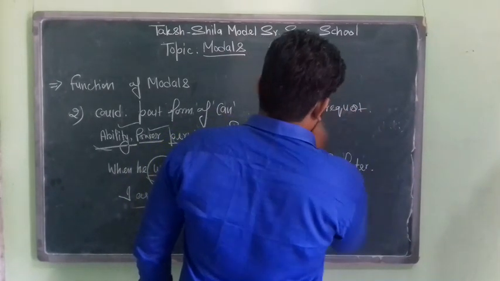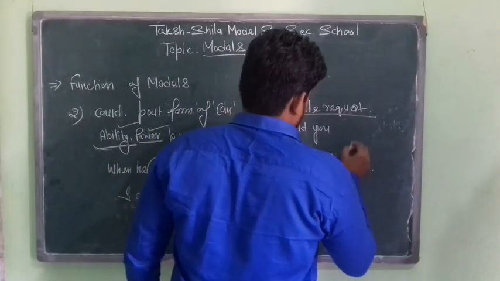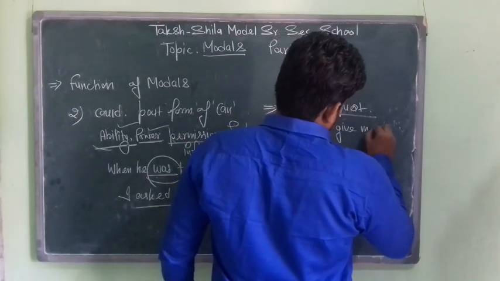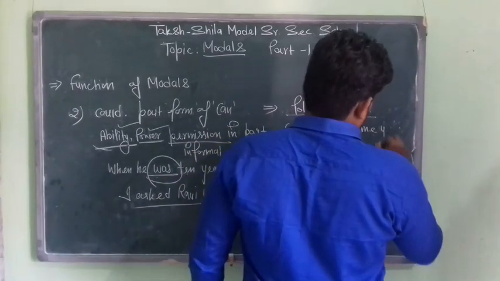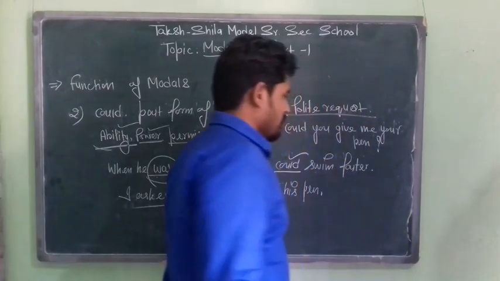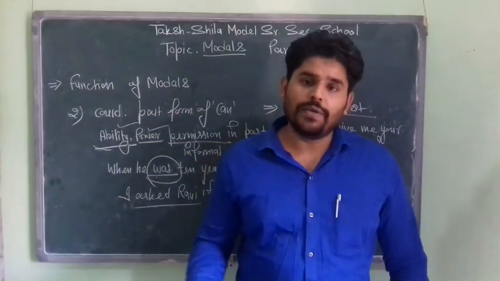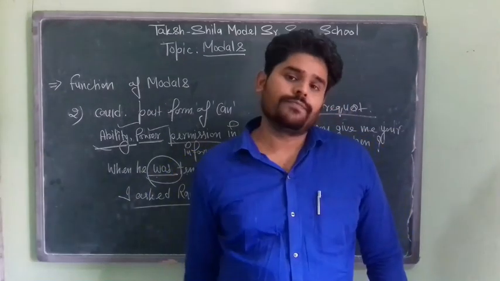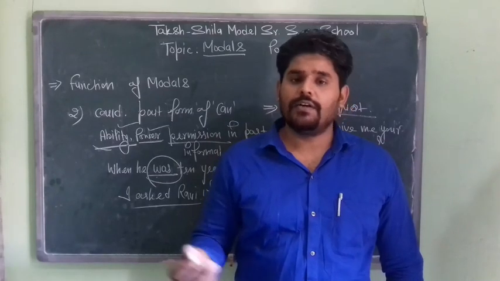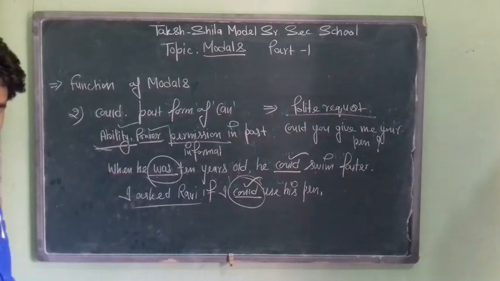Polite request. For example, could you give me your pen? Could you give me your pen? Could you please help me? Could you please move a bit? So these are the examples of polite request. Here we are just making a request to someone for something. So students, here we have just done the use of could.